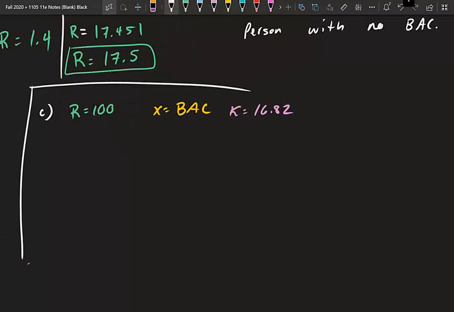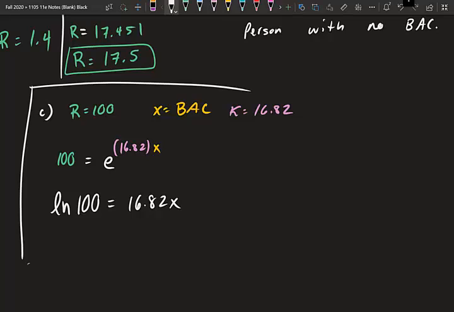We have r, which is 100, equals e to the power of kx, so 16.82 times x, which we don't know, that's what we're trying to find. Anytime we have e and we're trying to solve for a variable, we're going to switch this to ln. So we have ln 100 equals 16.82x. Now we're going to divide by 16.82. When you use your calculator, you get 0.27 equals x.